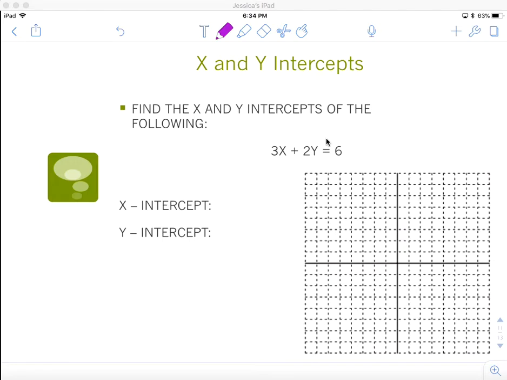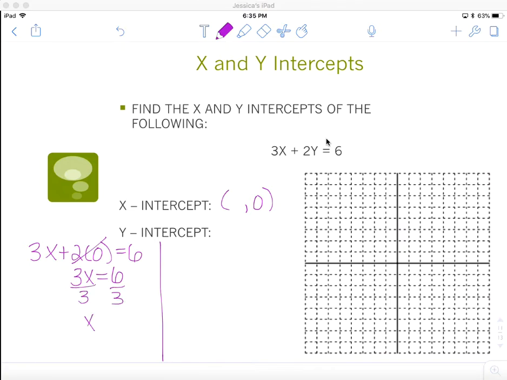Since we just talked about how the x-intercept means that y is 0, then what you can do here is you can plug in 0 for y and solve for x. Well, I know that 2 times 0 is going to cancel out. So basically, all I am solving is 3x equals 6. I divide by 3, and I just found that my x-intercept is at 2, 0.